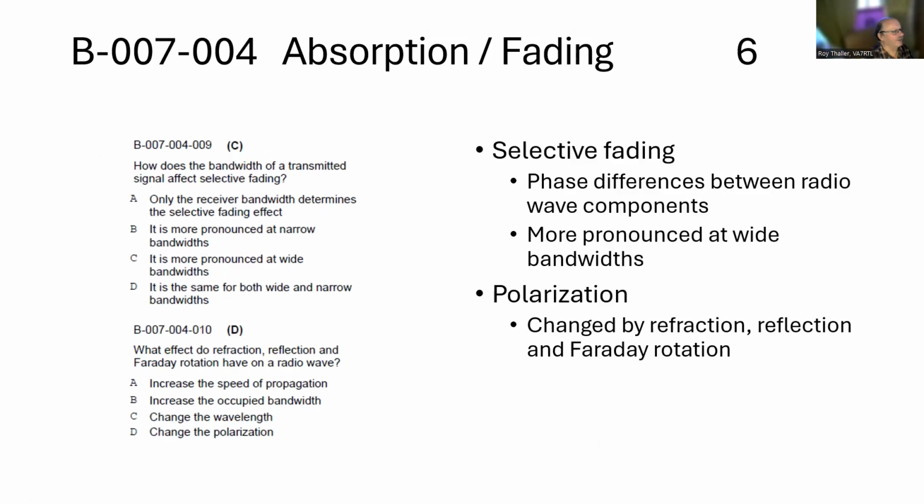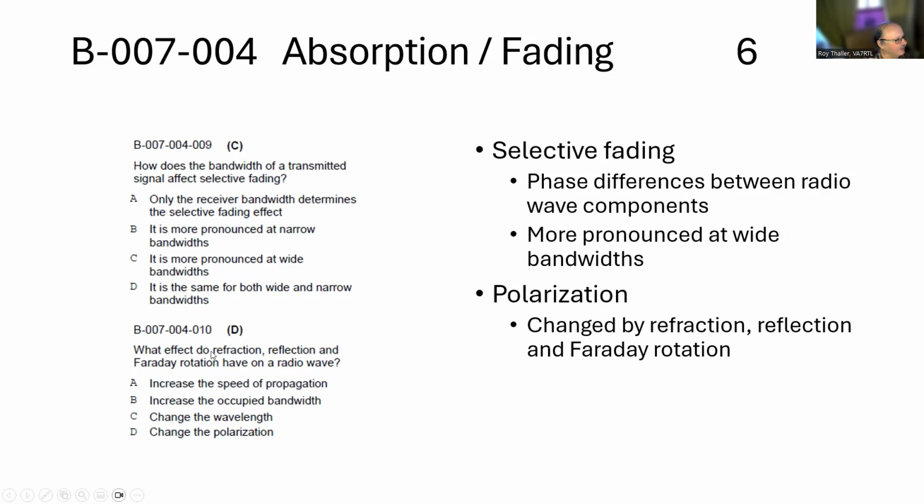Why does the bandwidth of a transmitted signal affect selective fading? So, if your signal is wider, it's more sensitive to possible fading. So C is the correct answer. It's more pronounced at a wide bandwidth because it's a larger signal that you're transmitting over the air.